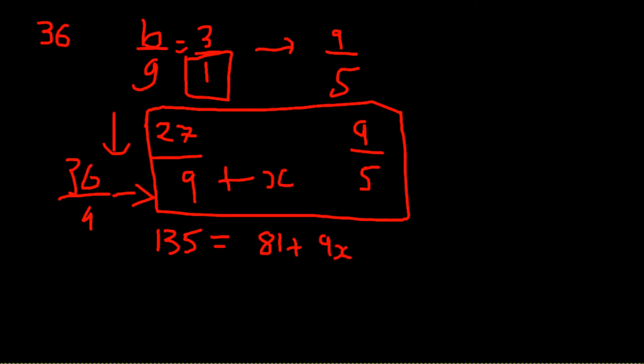Take your 81 to the other side and you get 54 is equal to 9x. Divide 54 by 9, and you get x is equal to 6. Again, you can check your answer yourself by just substituting. Add 6 to the 9 and you get 15. So 27 to 15, cut by 3 and you get 9 by 5. So your answer is correct.